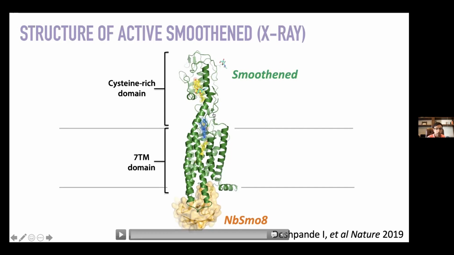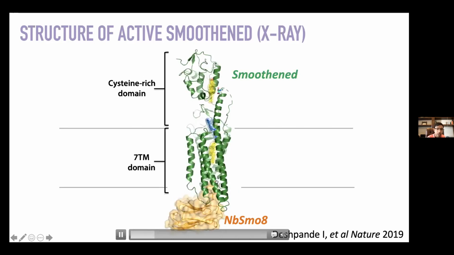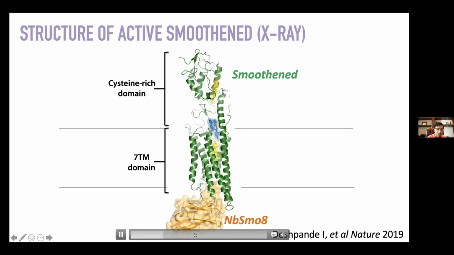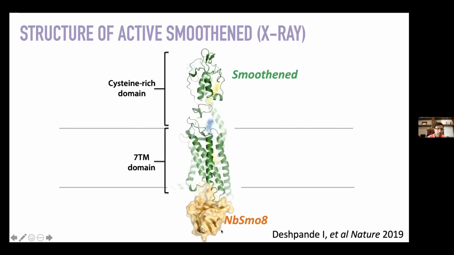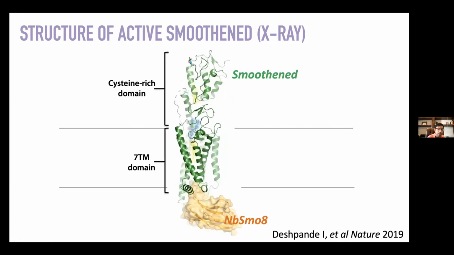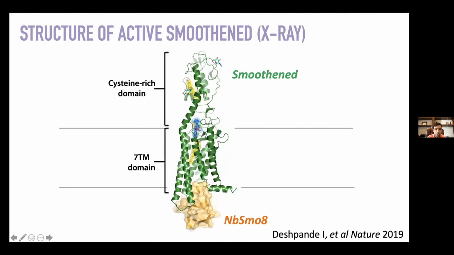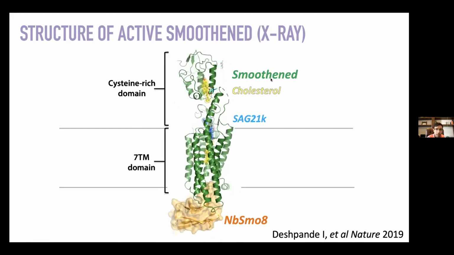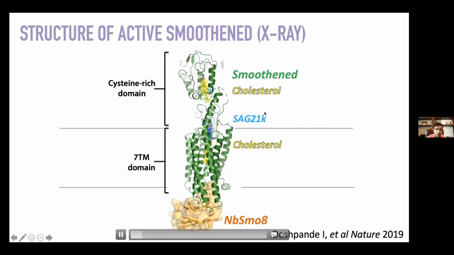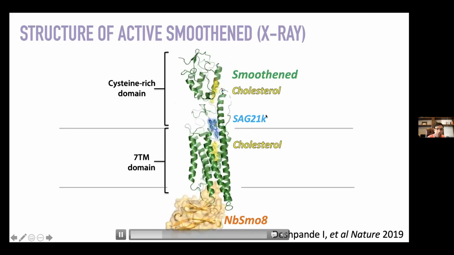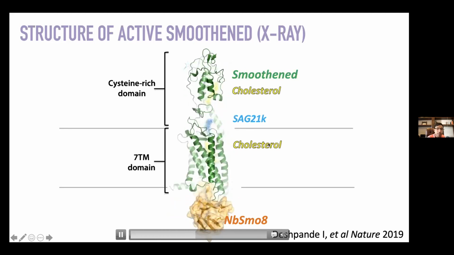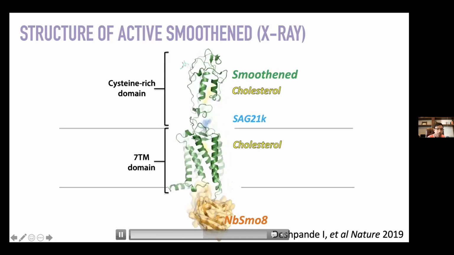But here what I'm showing is a structure of SMOOTHENED, again, in an active conformation bound to one of these nanobodies, in this case, nanobody SMOOTHENED 8, which binds to the bottom of this receptor and, again, props it open and keeps it on. What we learned from this structure, and that's one of the more remarkable findings from this study, is that while activated SMOOTHENED again binds to this synthetic agonist that we actually put in the mixture, it actually also comes down with a cholesterol molecule that's deep inside the heart of SMOOTHENED.